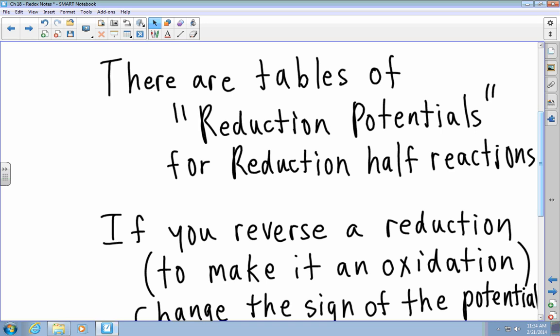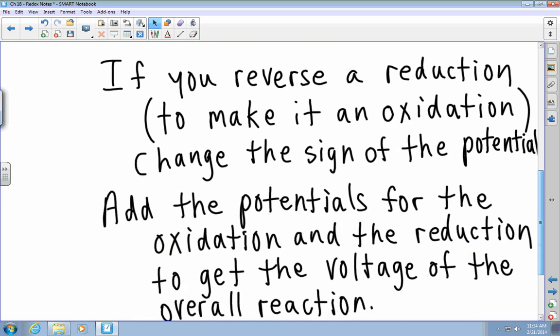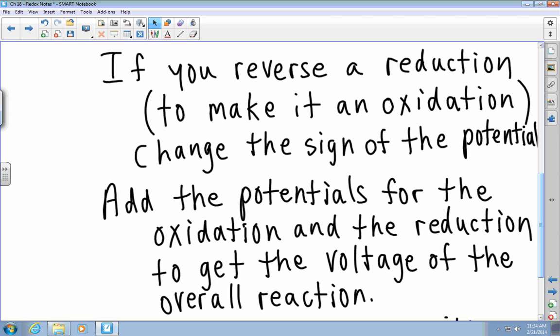And so there are tables of all these half reactions, and the half reactions have the reduction potentials or the voltages assigned with them as well. Now, if you reverse the reduction, you get an oxidation. And for the reduction potential, the oxidation potential is just the negative. So you just change the sign. It was like in thermochemistry, when you reverse the reaction, you change the sign of delta H. Here you change the sign on the voltage.